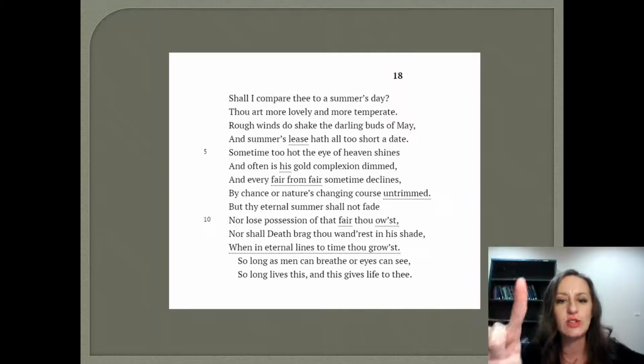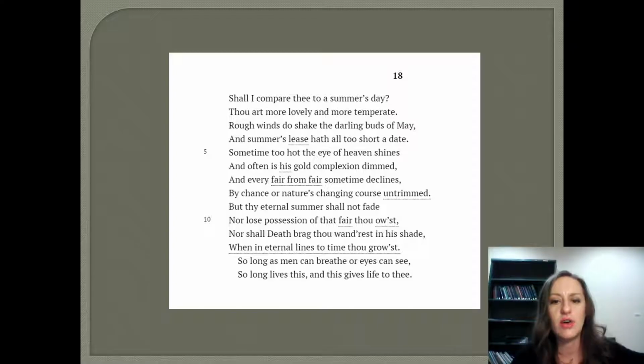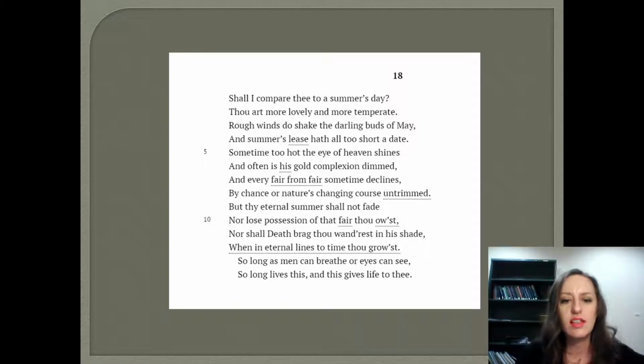But thy eternal summer shall not fade, nor lose possession of that fair thou owest, nor shall death brag thou wanderest in his shade, when in eternal lines to time thou growest.